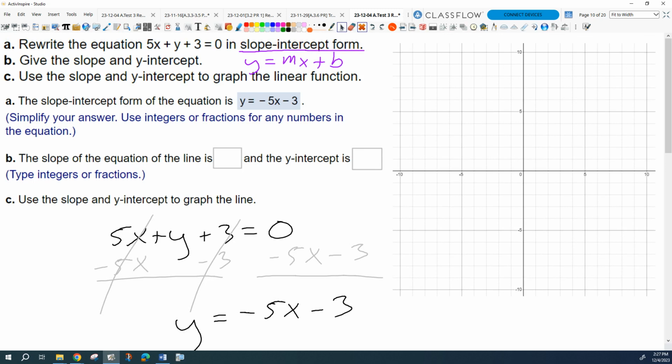Once it's in that form, it's really easy to work with and graph, right? That's the whole point of slope-intercept form. Just by looking at that equation and comparing it to slope-intercept form, what's the value of the slope?